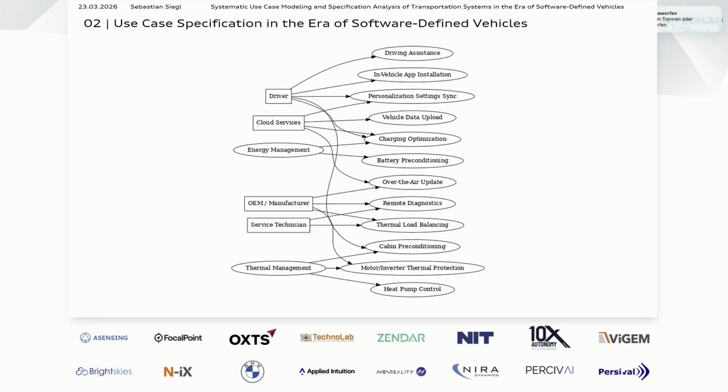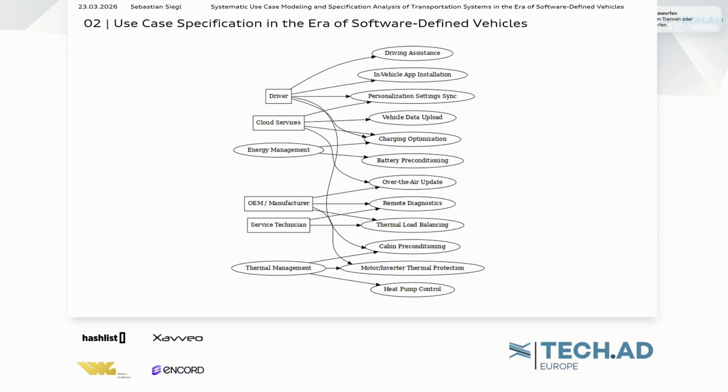Here's one example now of use cases for the energy management, use case specification, and also stakeholders of these different use cases. For example, the driver, the manufacturer, service technician like maintenance later on. And then you have the driving assistance systems. You have, of course, charging of the vehicle, energy management, and so on.